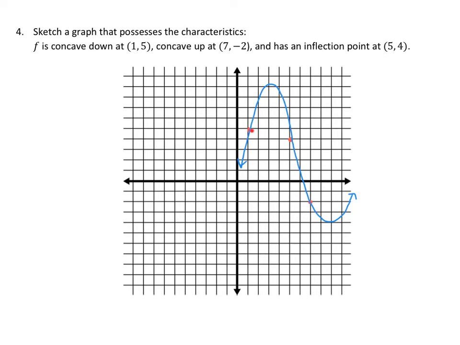Notice that at the point (1, 5), we are concave down. The function is concave down at that point. And then at our inflection point here, we go from concave down to concave up. And so we are concave up at the point (7, -2).